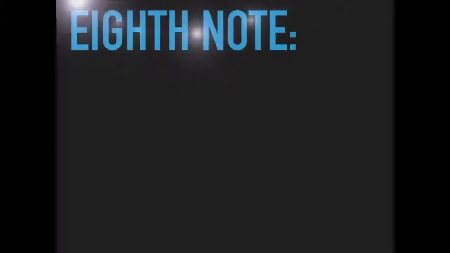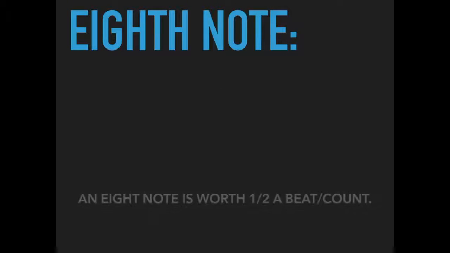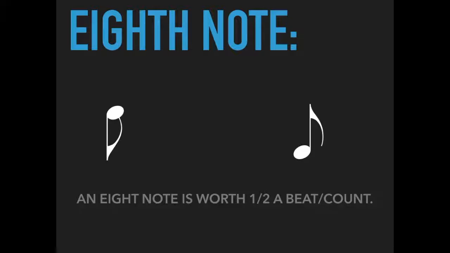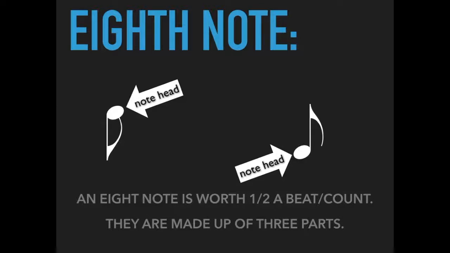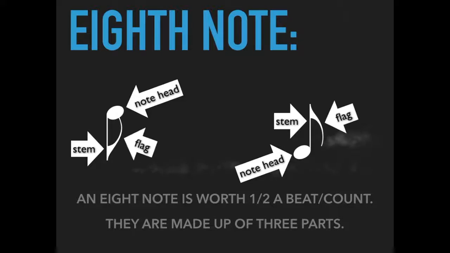Now let's discuss a newer rhythm note that we're going to call an eighth note. An eighth note is worth half a beat or a count. Eighth notes are made up of 3 different parts. We have the note heads that look like note heads on a quarter note. We have the stems that look like stems on a quarter note. But we have an extra part on an eighth note that we call a flag. The flag hangs off to the side, always on the right side of an eighth note.